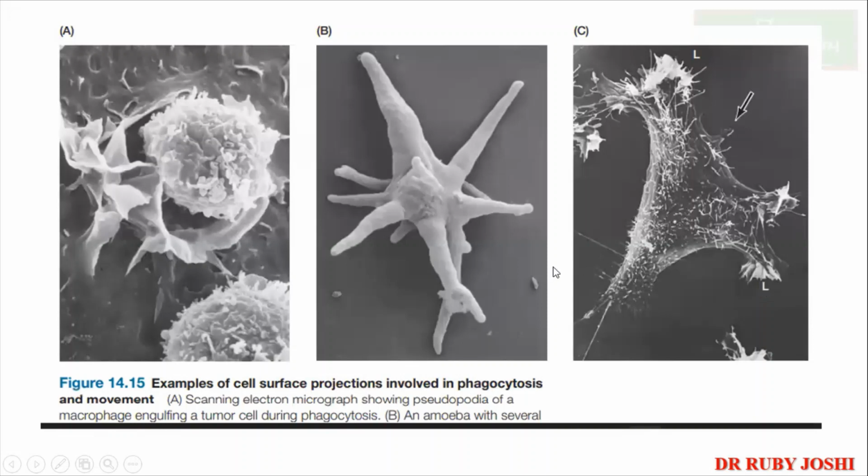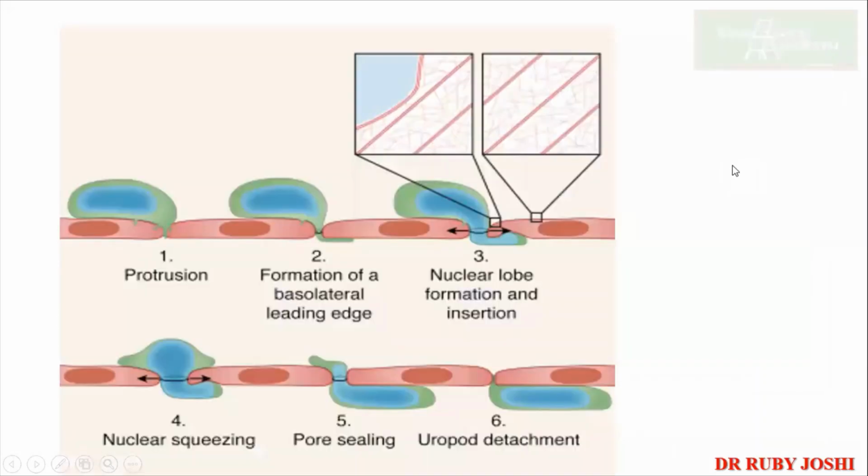Here is an example where a macrophage is engulfing tumor cells, here the amoeba which is trying to move, and here the fibroblast which is making protrusions. Now this is just one example where the WBCs are reaching the site. It starts making protrusions over here. Can you see these small single-line protrusions? These are formed first and then they try to squeeze themselves between two endothelial cells.